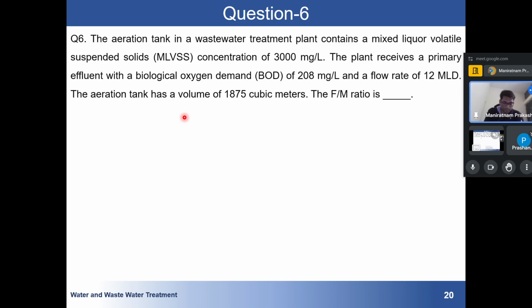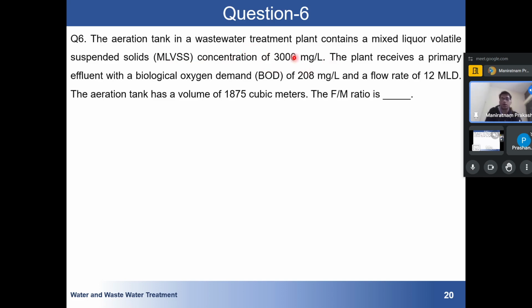So the best way to clear your concept is to go through the derivation. Do not memorize the formula directly. You should remember your formula, but before remembering, you should see the derivation, how that formula is derived. The first question is this: an aeration tank in a wastewater plant contains a mixed liquor volatile suspended solids, that is MLVSS, concentration of 3000 milligram per liter.